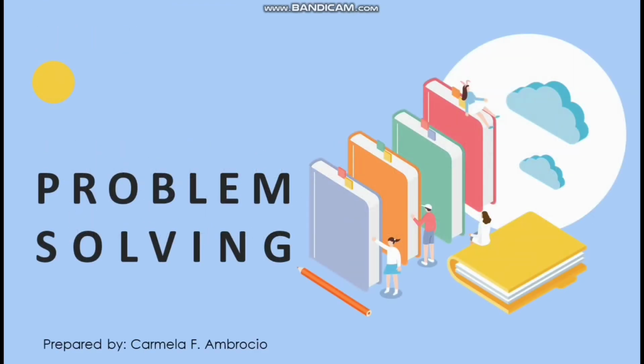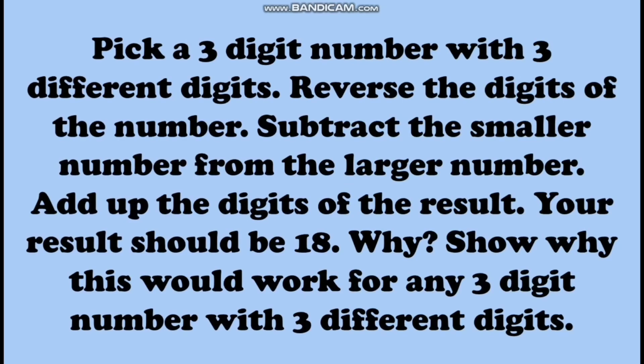Now, let's try to solve another similar problem. So the question is, pick a 3-digit number with 3 different digits. Reverse the digits of the number. Subtract the smaller number from the larger number. Add up the digits of the result. Your result should be 18. Why? Show why this would work for any 3-digit number with 3 different digits.